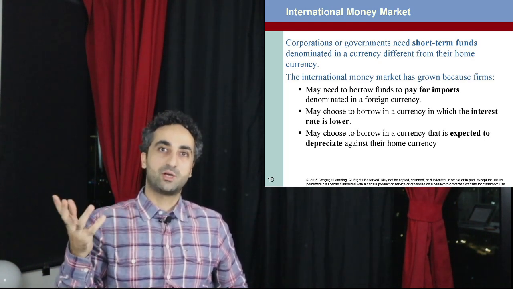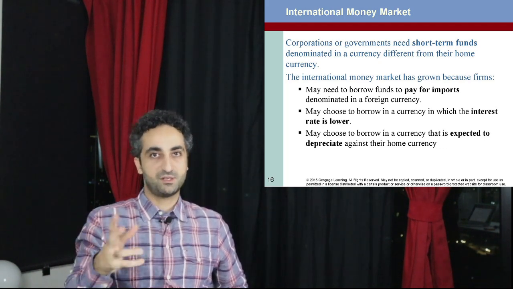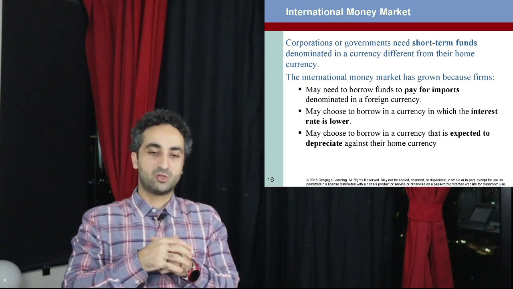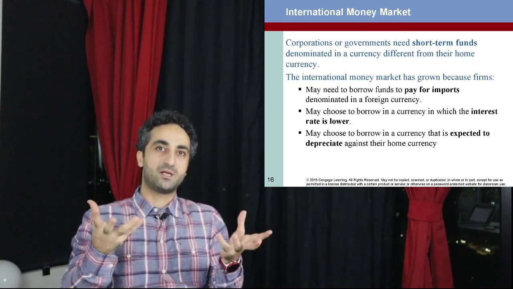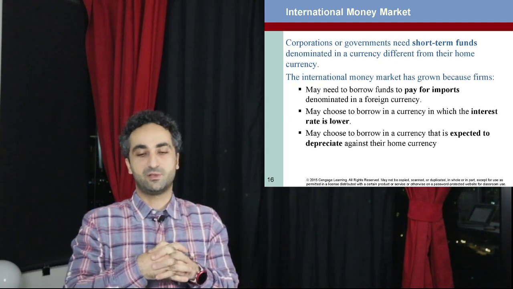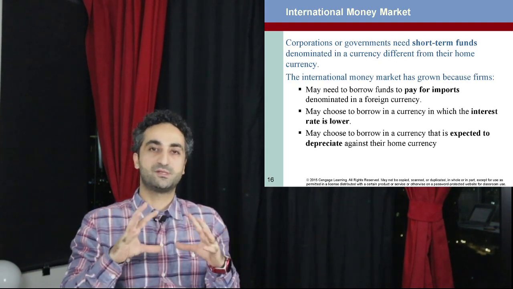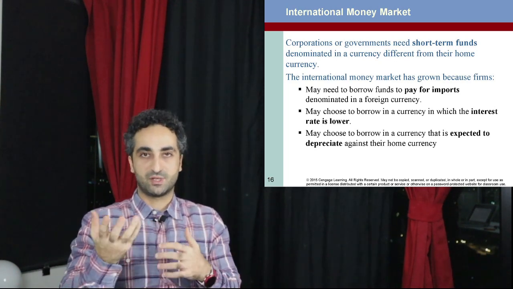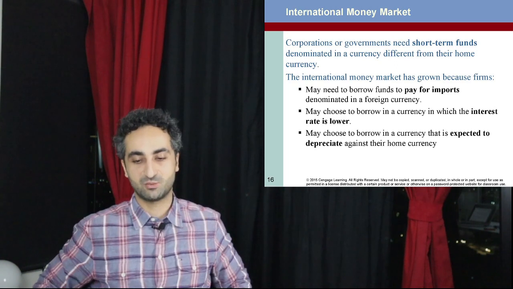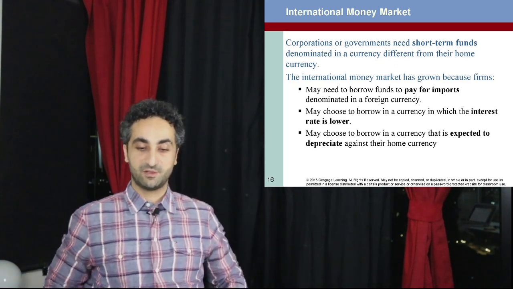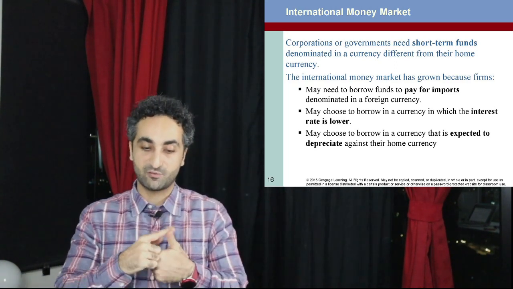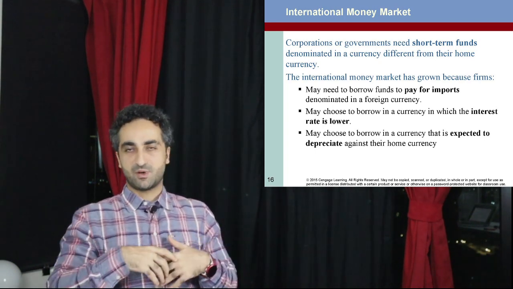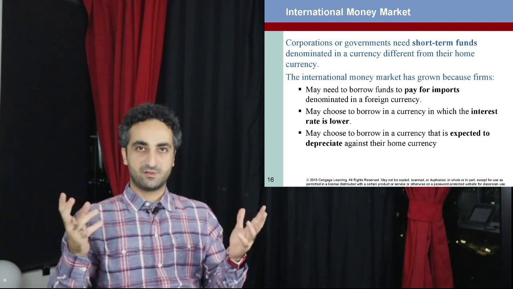Do you think they will collapse? No, I don't think so. But this year is not good for them. So maybe they need to borrow for 1 year, right? So where would McDonald's find this big amount of money to borrow from? We call this the money market, where you lend and borrow. The international money market has grown because firms may need to borrow funds to pay for imports denominated in foreign currency. So big businesses might expand their business massively in 1 month.